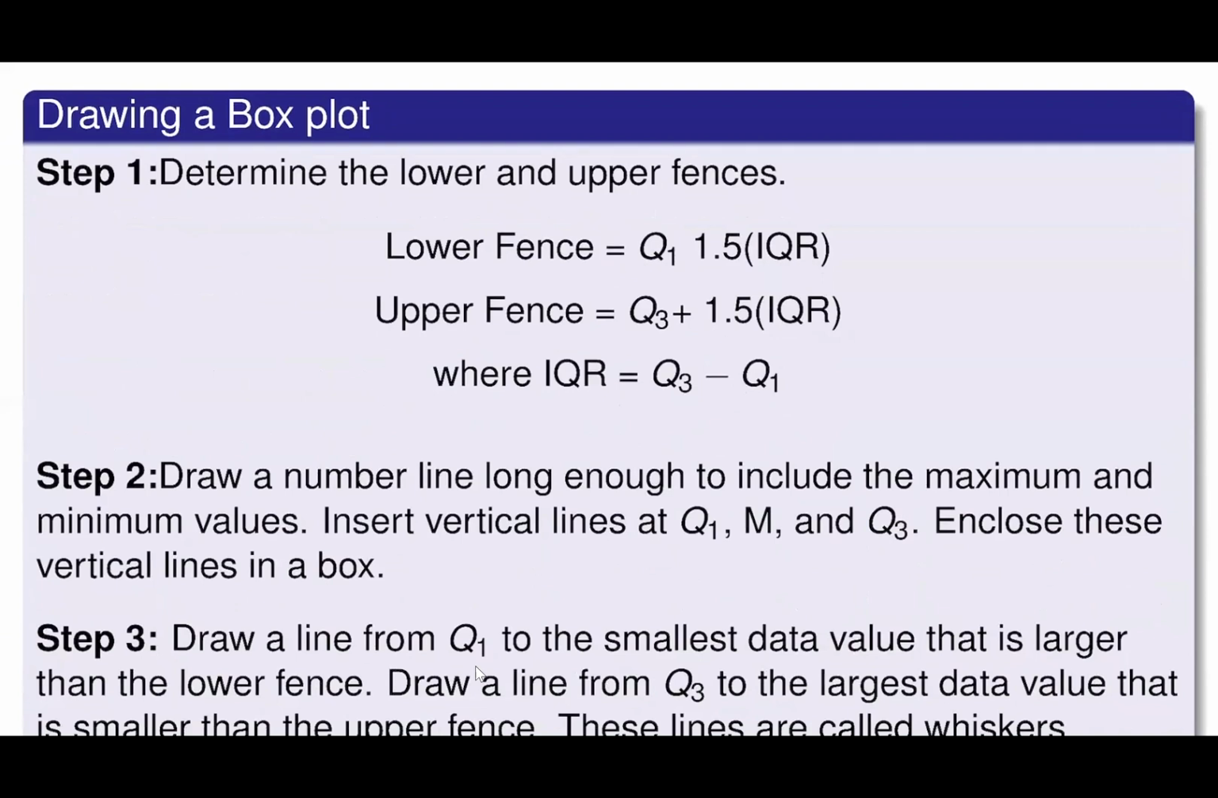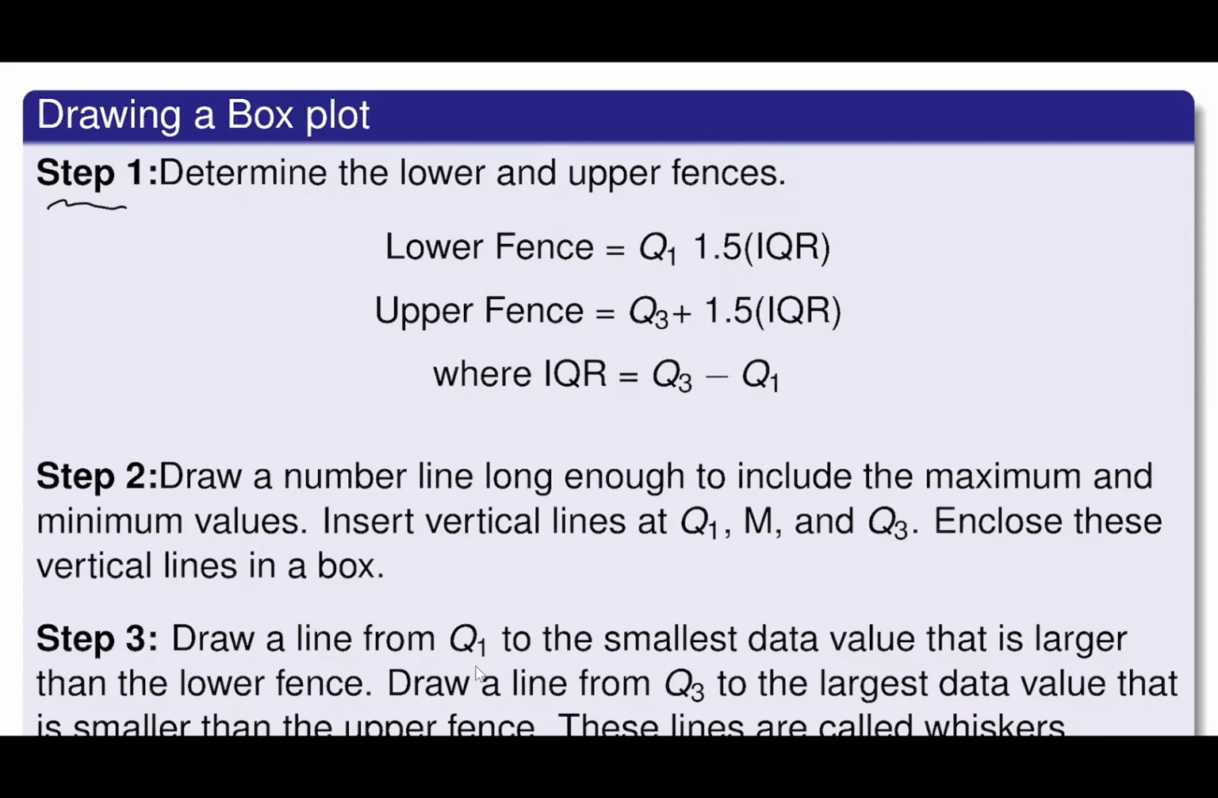All right, so up next we're going to go ahead and draw a box plot. To draw a box plot, we're going to use the five number summary. Once we get the five number summary, we want to check to see if any of the data are outliers. So the first step is to find the lower fence and the upper fence. Once you find them, you want to check to see if you have any outlier.